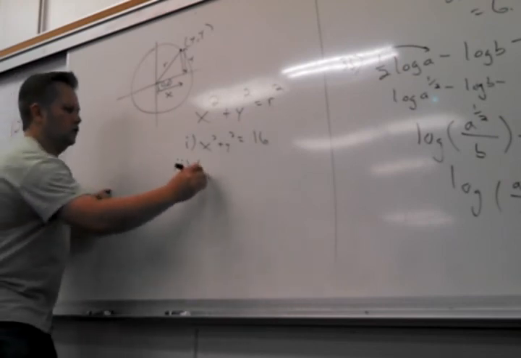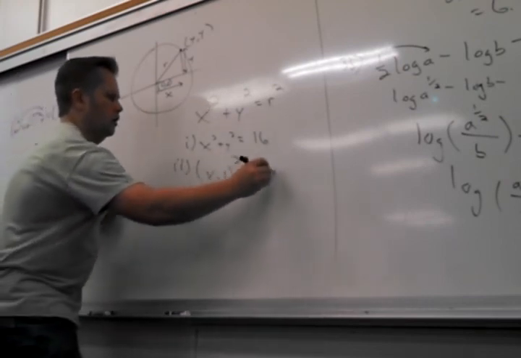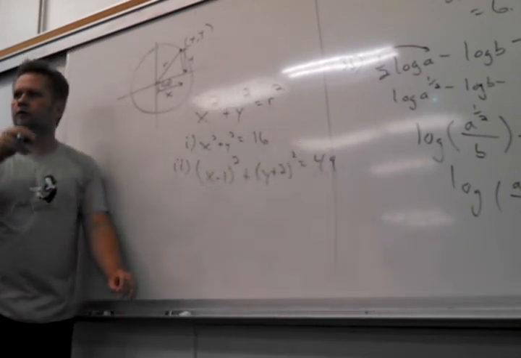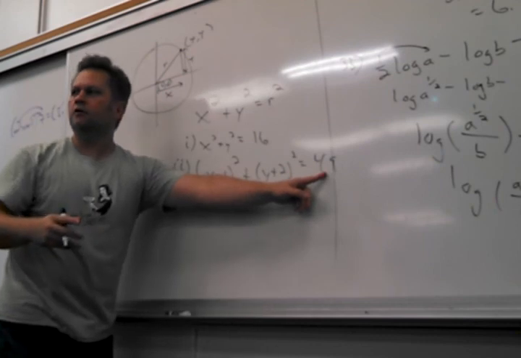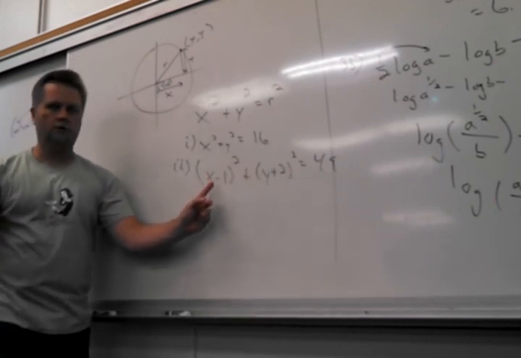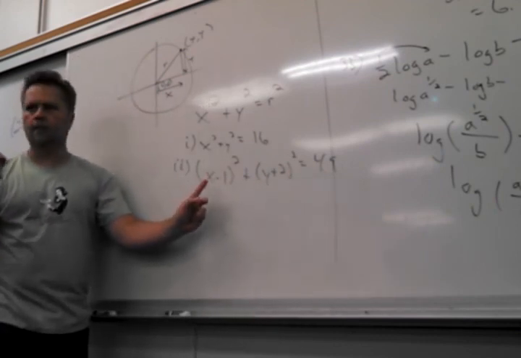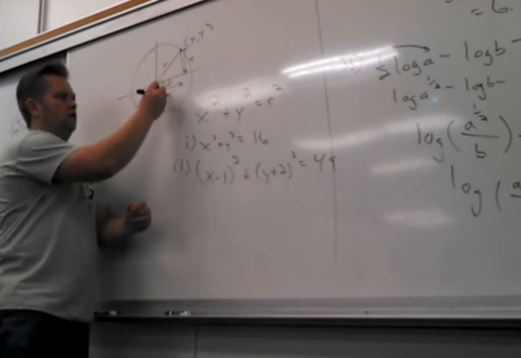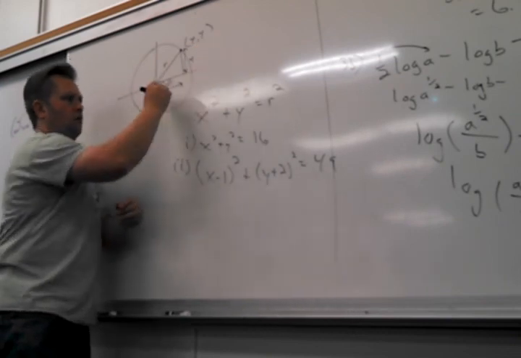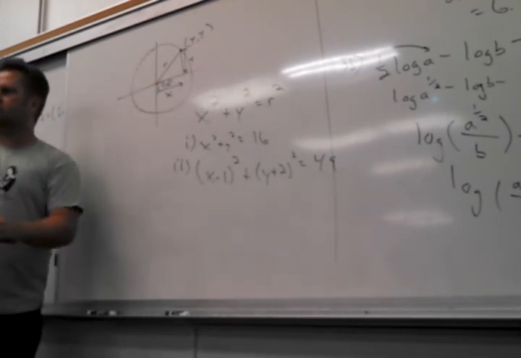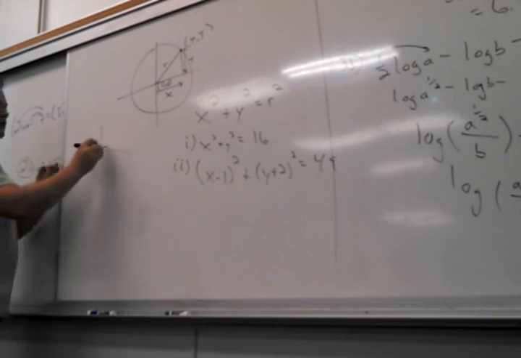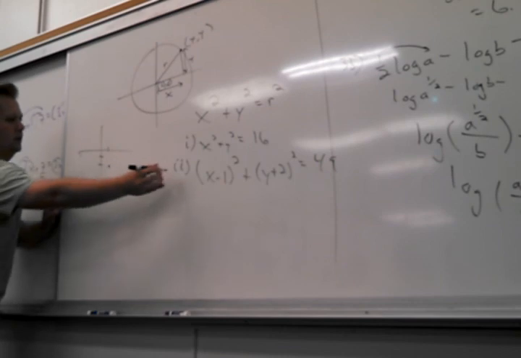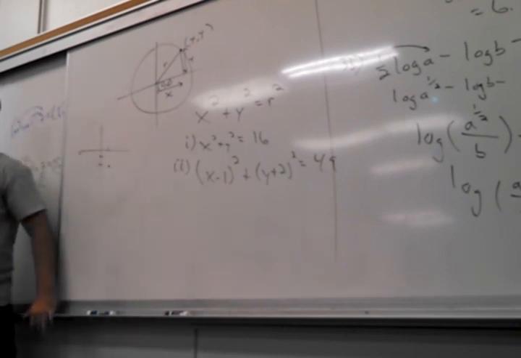This one is a circle of radius 7, centered at 1, negative 2. So 1, negative 2 is the center, and then you go 7 away from that in the four main directions, connect them, and there's your circle.